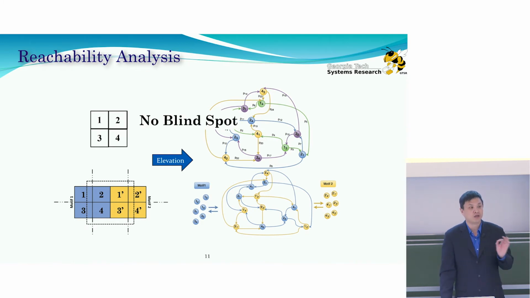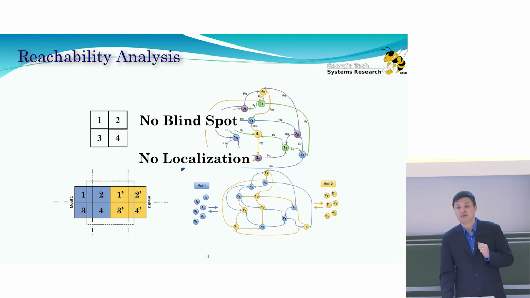First, this strategy has no blind spot, as we have proved using this reachability analysis. And then the great advantage of this strategy is it does not require localization, because the fish only makes the decision based on the previous information. It doesn't have to know where it is underwater. And this is a huge advantage in performing search in the ocean environment.